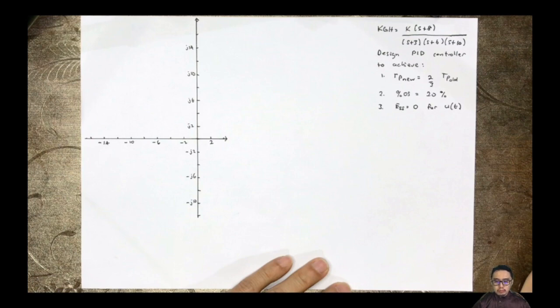We have 3 poles: 1, 0. All the poles are in the left half plane. We need to achieve the transient and steady state specifications. In particular, if you look at number 1, we need to achieve a faster peak time, 2/3 of the uncompensated system peak time. We need to achieve overshoot of 20%, and we also need to achieve zero steady state error for a unit step input.